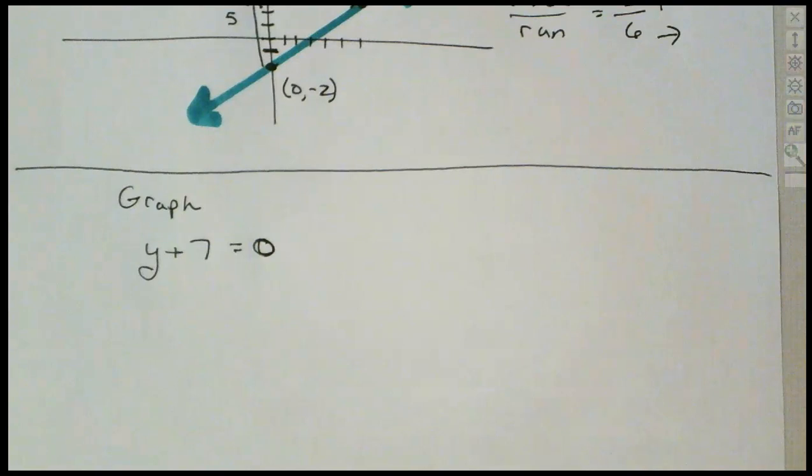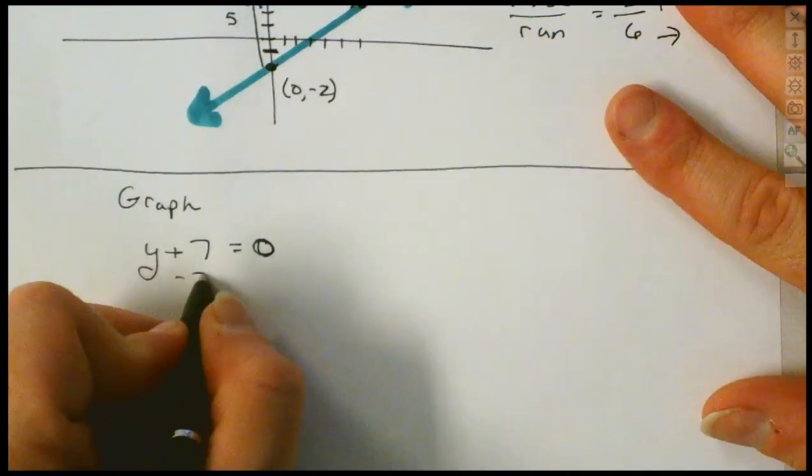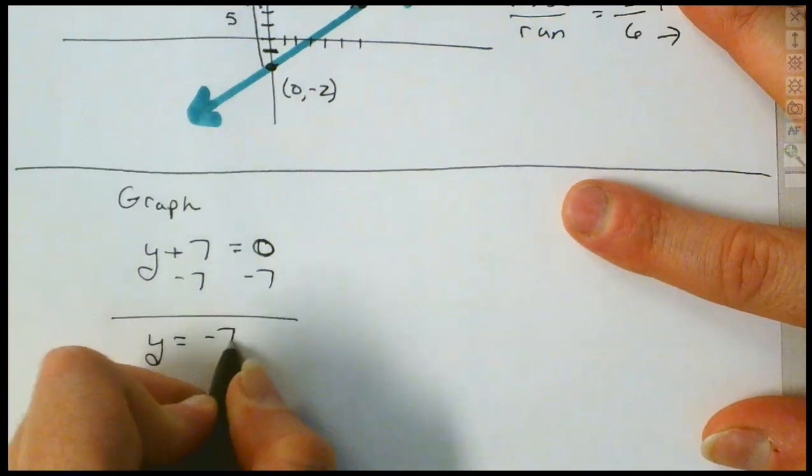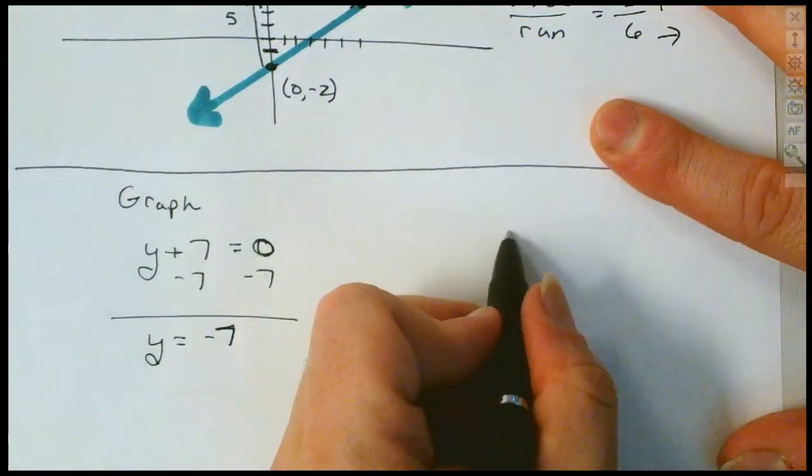Now, we need to make sure that we get that variable Y by itself. So if it's not been solved for Y yet, we need to do that. So we're going to move that 7 over. And that gives us then Y equals -7.